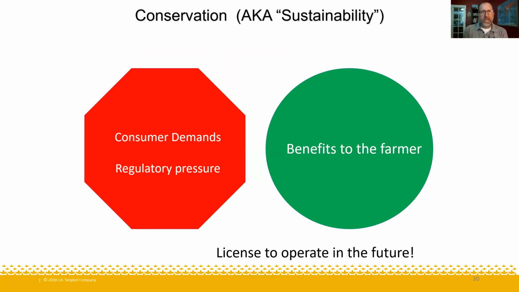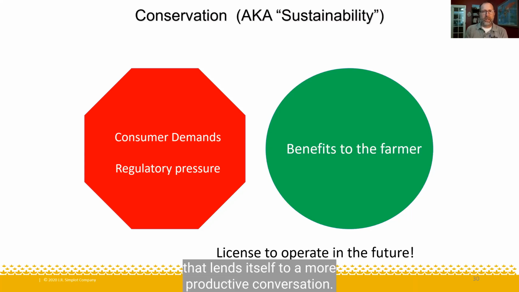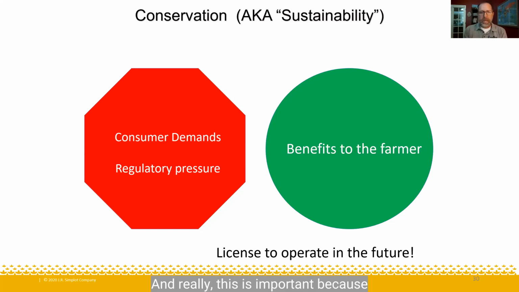To our customers, sustainability is kind of a vague word and misunderstood. But when we have conversations with our customers, when we frame that around consumer demands, regulatory pressure, that's a quick way to get the stop sign. But when we really focus on how sustainability and conservation really is about benefits to the farmer, that lends itself to a more productive conversation. And really, this is important because conservation is really part of our license to operate towards the future. Sustainability, conservation really needs to be focused on economics in addition to the ecology. Next slide, please.